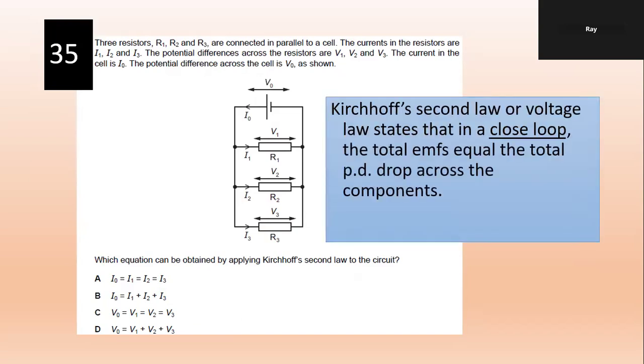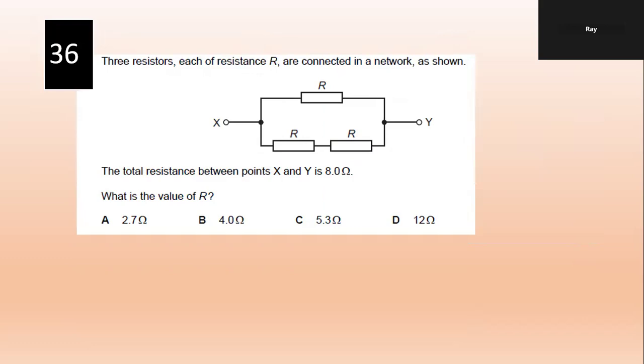Okay. The second law, in a closed loop. C. What's the value of R? The resultant resistance is 8 ohm. Yep.